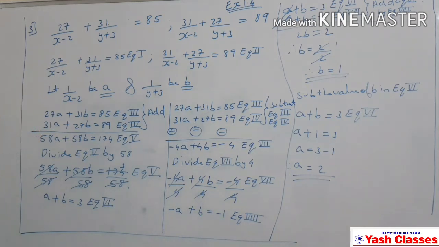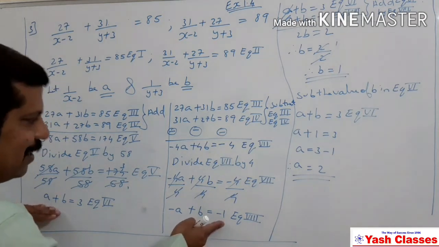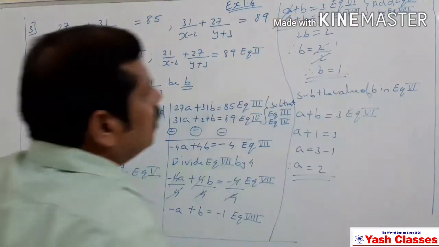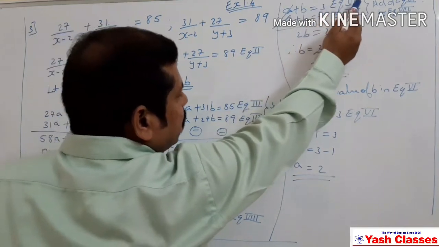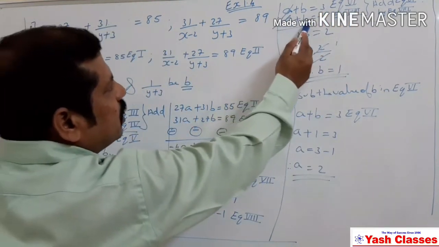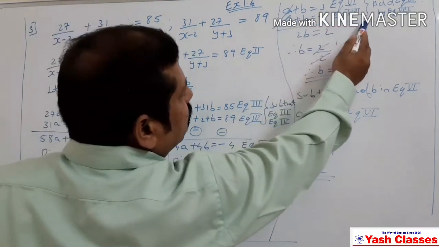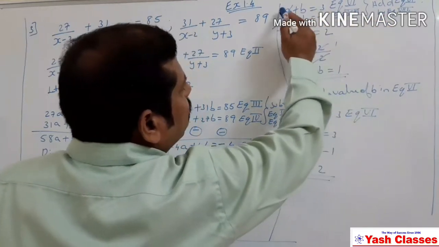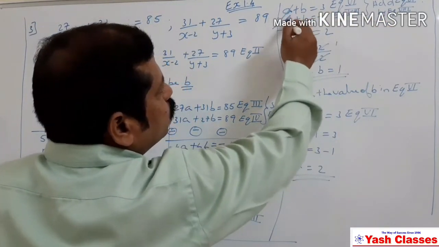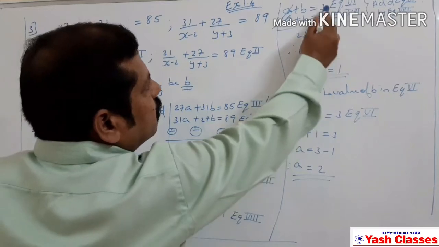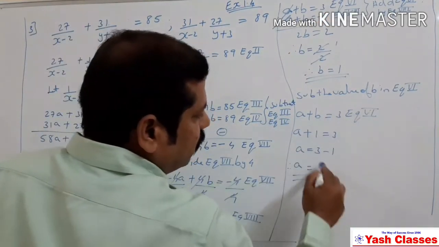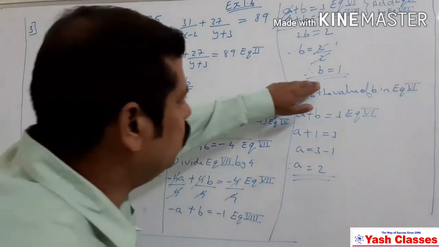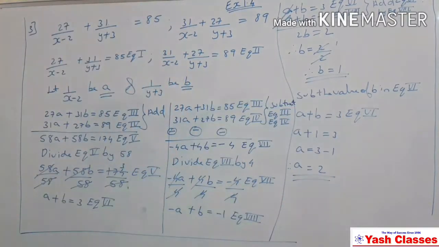Equation number 8. Now we have taken equations 6 and 8. See here, a plus b is equal to 3, equation number 6, and minus a plus b is equal to 1, equation number 8. You have to add here. Why? Plus a and minus a cancel. You have to add, 2b is equal to 3 minus 1, which is 2. So b is equal to 1. Substitute the value of b in equation 6. You got a is equal to 2. Means b is equal to 1 and a is equal to 2.